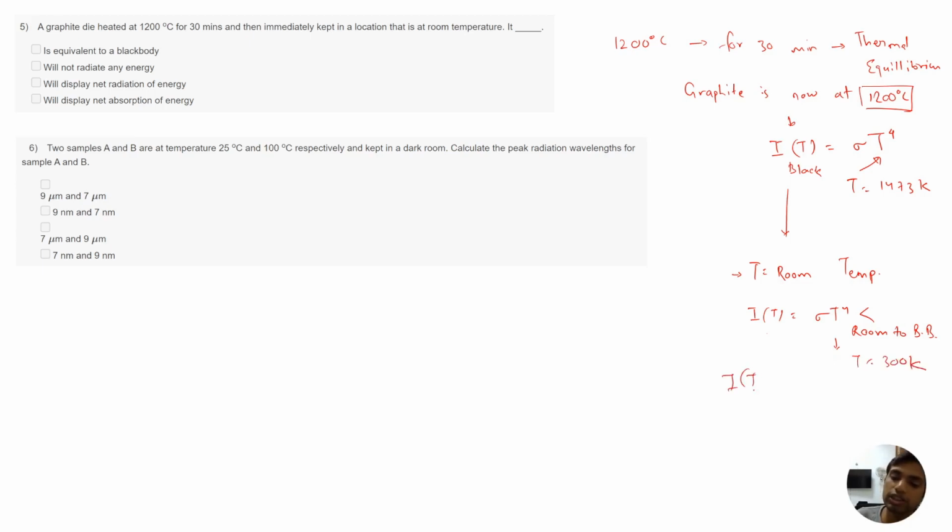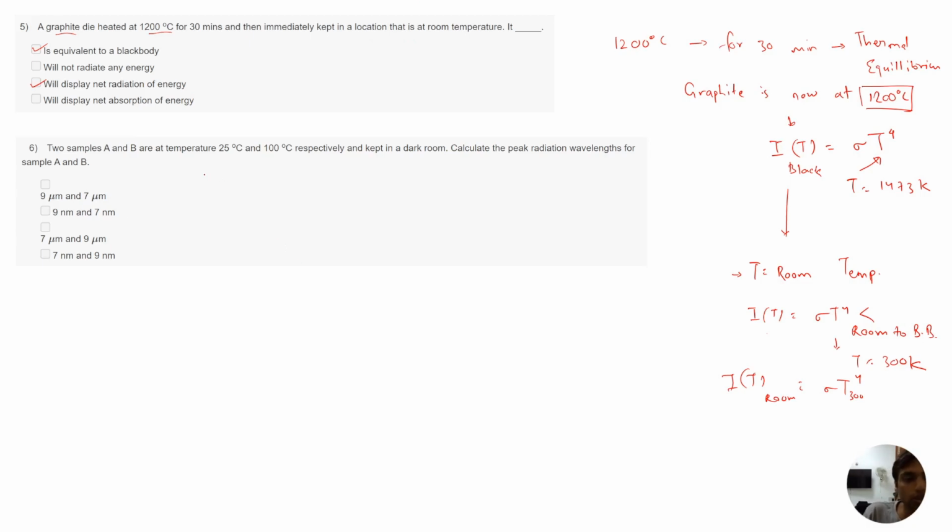So I of T from room is sigma T 300 to the power 4. So since this value is less than this, there will be a net radiation of the energy. First of all, it is graphite, so it will be equivalent to a black body, and second, it will display a net radiation of energy because the radiation emitted will be more than the radiation it will absorb.